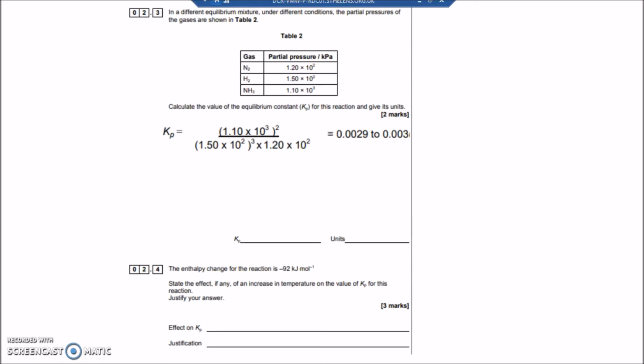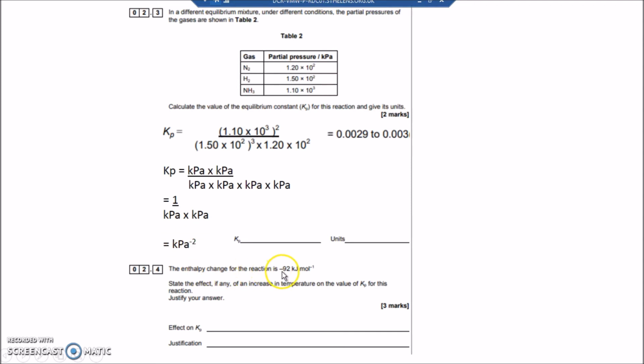Calculate the units. Well, on the top I've got kilopascals multiplied by kilopascals, and on the bottom I've got kilopascals multiplied by kilopascals multiplied by kilopascals, 3 of them, and another kilopascals on the bottom. So I've got 2 kilopascals on the top, 1, 2, 3 kilopascals on the bottom, and another, a fourth one. So 2 of those cancel, so I've got 1 on the top and kilopascals on the bottom. That's kilopascals squared, 1 divided by kilopascals squared, or you could say kilopascals to the minus 2.